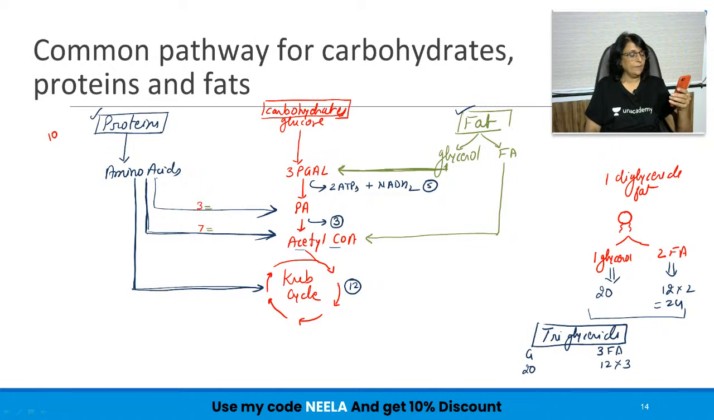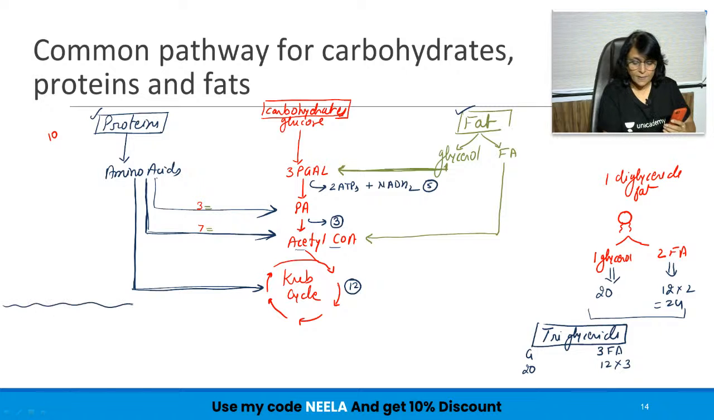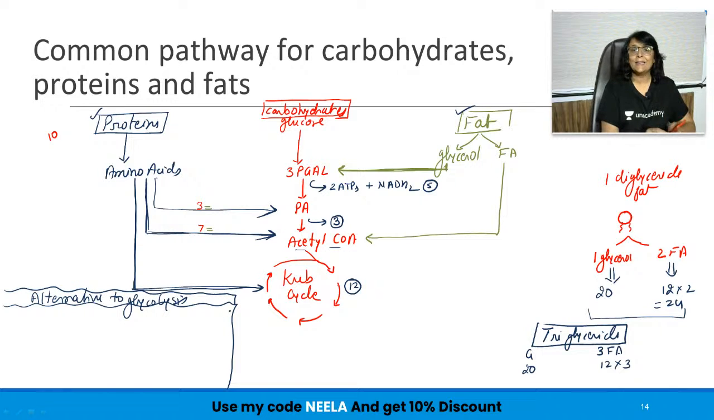Anyone who has any doubt in this part so far? This is the last thing that we have to talk of, and I will tell you one more extra thing. And that extra thing is, there is an alternative to glycolysis. And it is known as PPP or HMP.